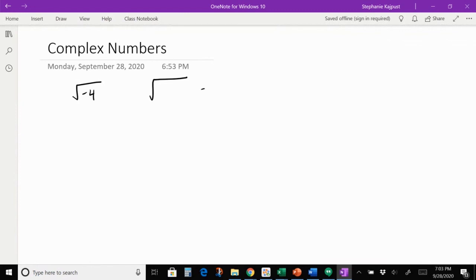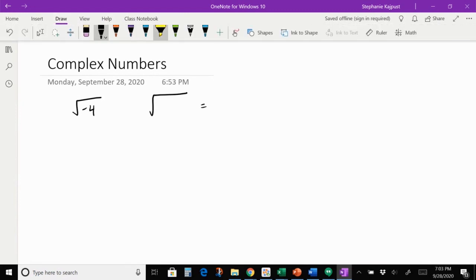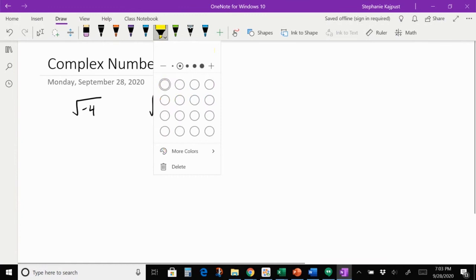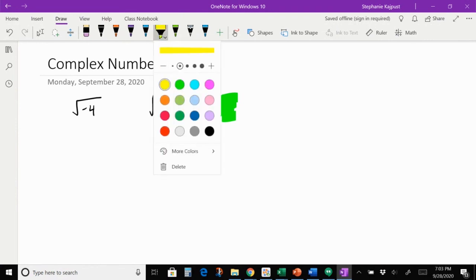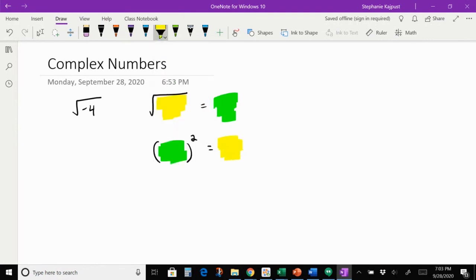So if you have the square root of something equals something on the outside, that means that if you square whatever is on the outside, that gives you what's on the inside of that square root. Basically, whatever's inside the square root is something that's squared, and the square root undoes it. So we have this definition of the square root and what this means.